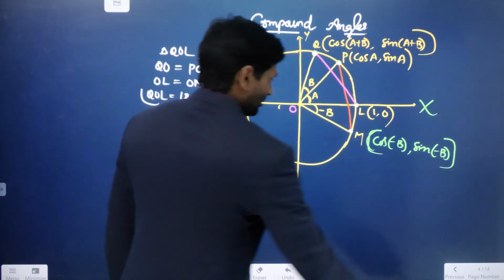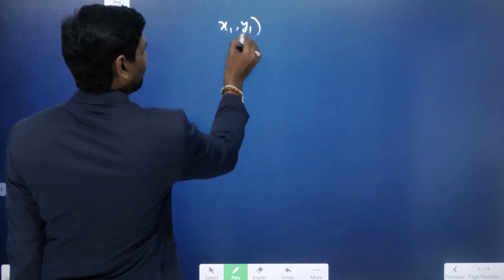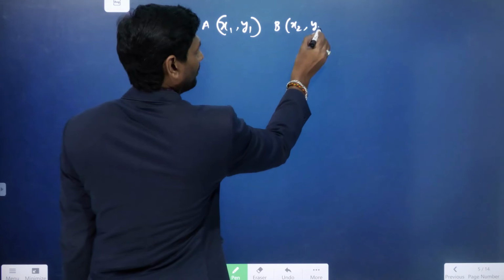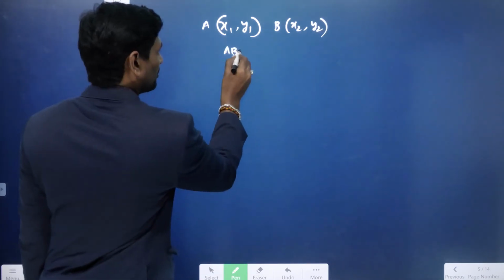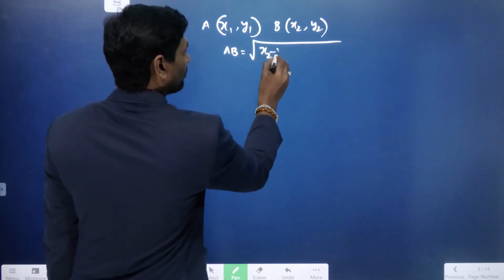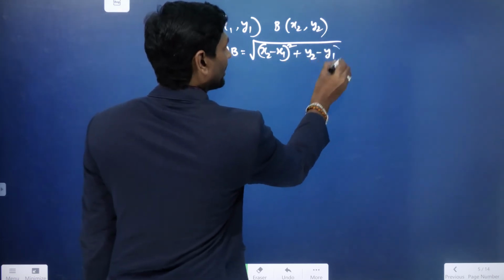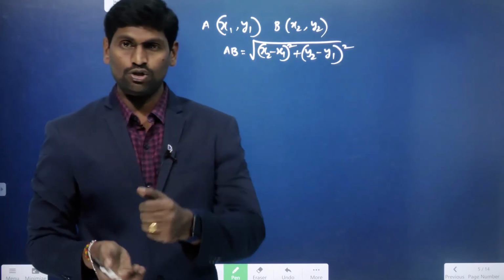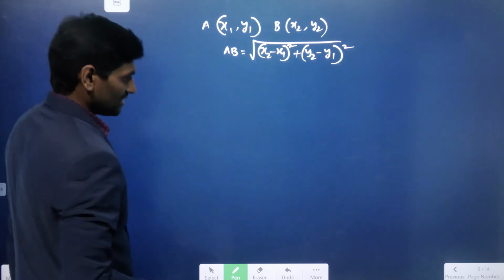Let me write it, in case you don't know the formula. For example, x1, y1 is a point A and x2, y2 is a point B. Then the distance between these two points, AB, equals the square root of (x2 minus x1) whole square plus (y2 minus y1) whole square. This is the formula derived in coordinate geometry. That is the distance formula.